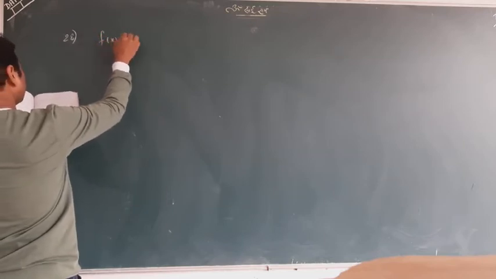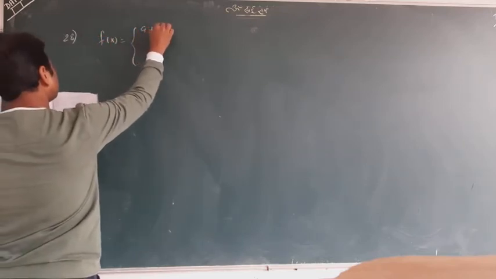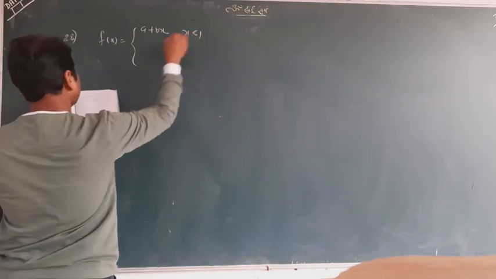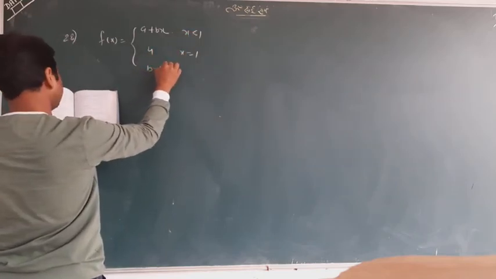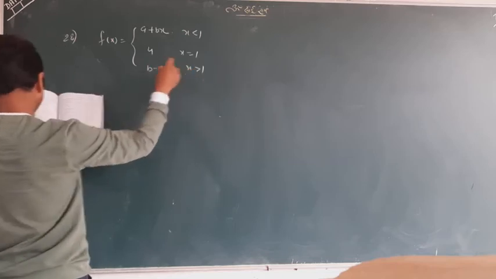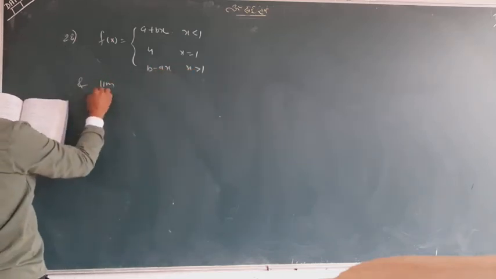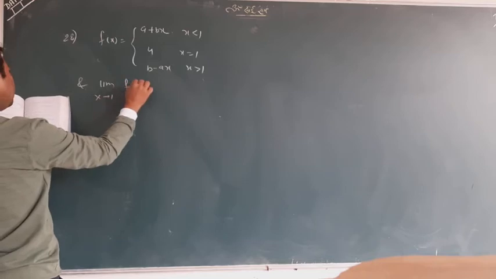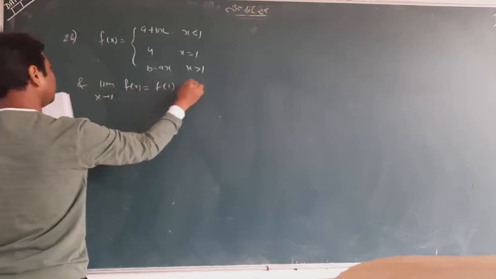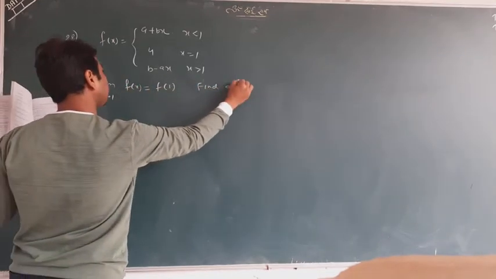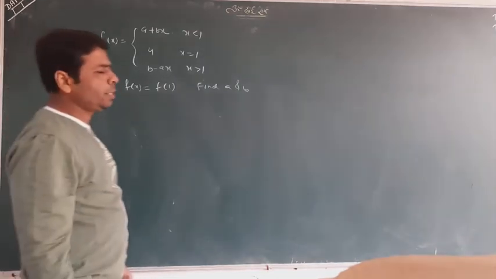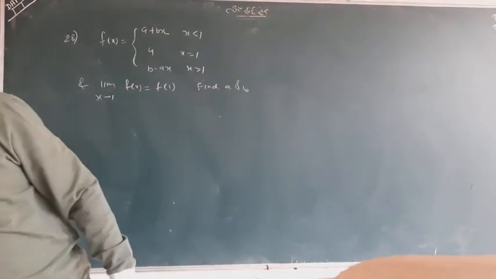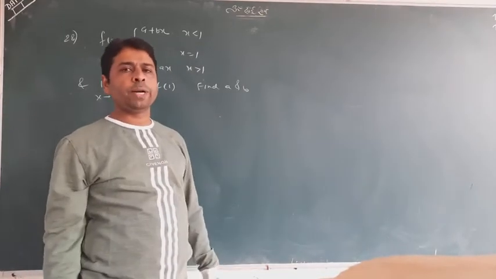f of x equals a plus bx for x less than 1, 4 for x equal to 1, and b minus ax for x greater than 1, and limit x tends to 1 of the function equals f of 1. Find a and b. This is a simple question but an important one. Find the possible values of a and b. We will try to find the values of a and b.